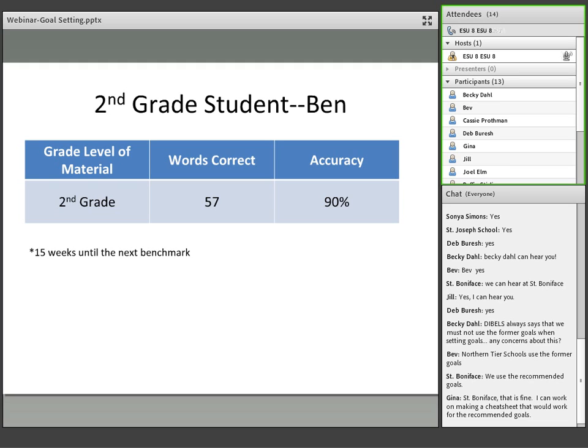So here we have Ben. We have second grade student Ben, and he is, for second grade material, let's say on the winter benchmark, second grade material, he read 57 words correct in 1 minute with 90% accuracy. So if you go to your 15-week goal setting chart, you can find grade level second grade, and you can see the first column where it says 42 is actually the fall lowest score to make the benchmark. Well, we're not doing fall, we're at winter, so we're going to go over to the next column that shows your winter lowest score to make benchmark.